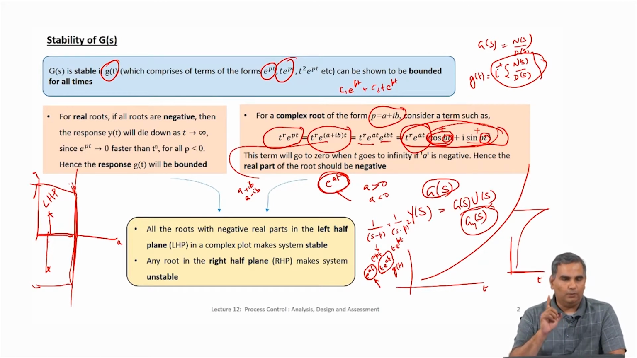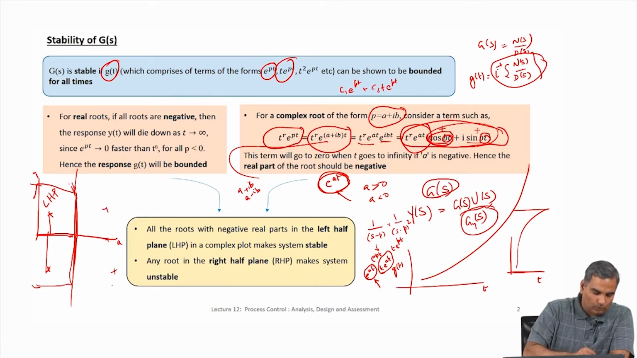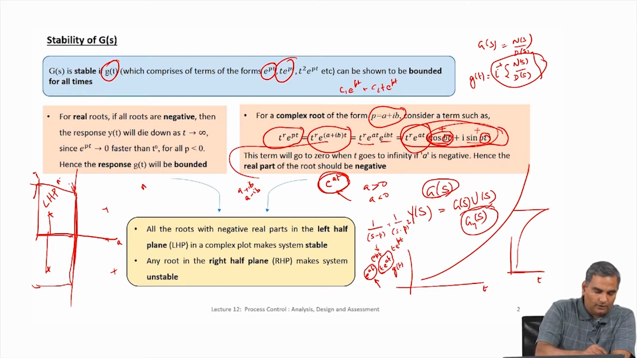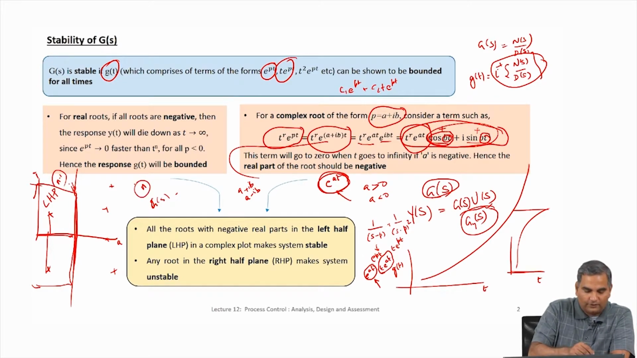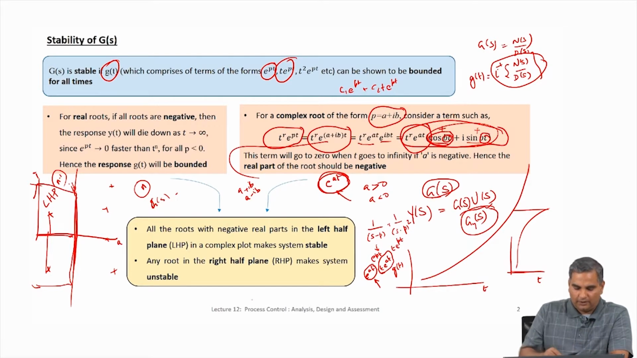However, if even one root of g of s is in the right half plane, it does not matter where it is, here or here. Even if one root is on the right half plane, the system will become unstable, because I might have n roots, n minus 1 of these could be on this side, and only one root is on this side. However, when I expand this g of s, I will have a term for each of these n minus 1 and one term for this, all of which are summed. So, n minus 1 terms will go to 0, but the nth term, because this a becomes positive, will necessarily go to infinity as t tends to infinity.